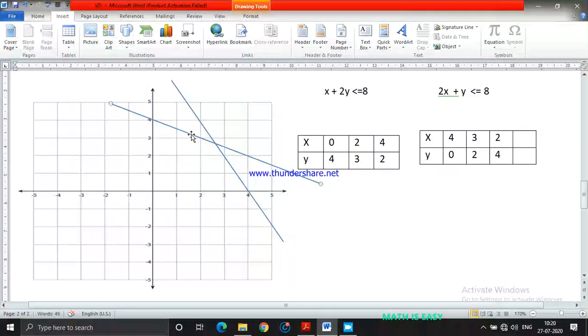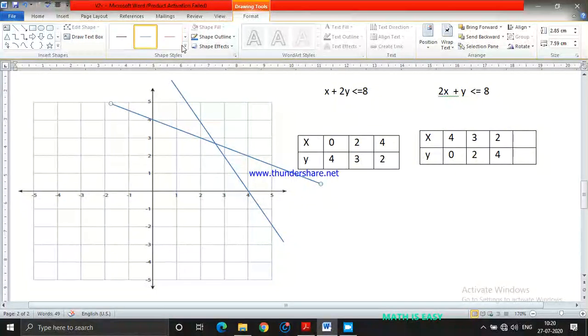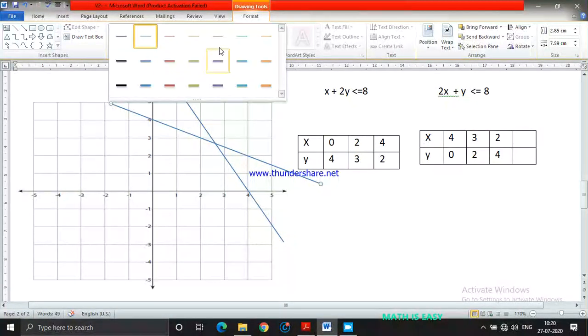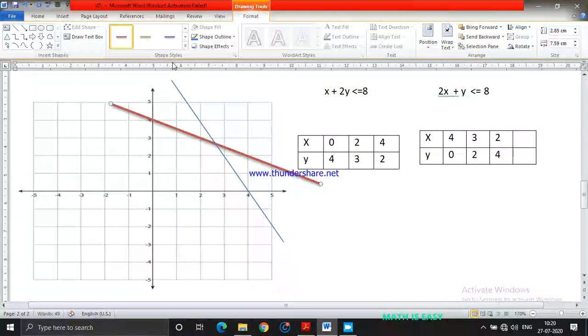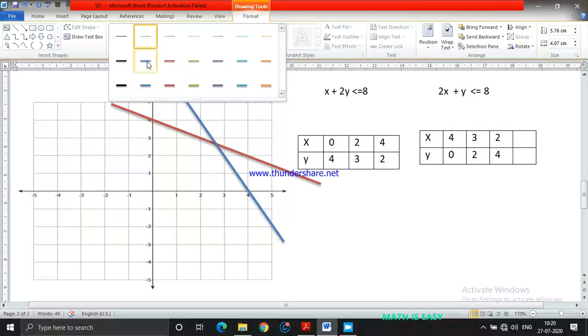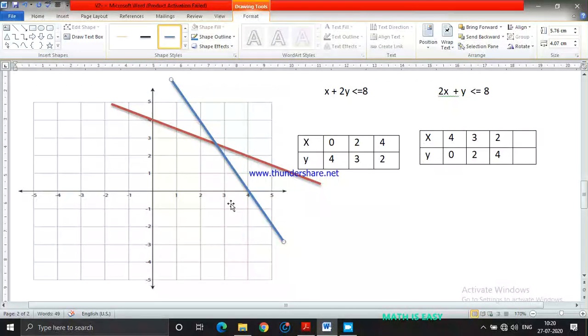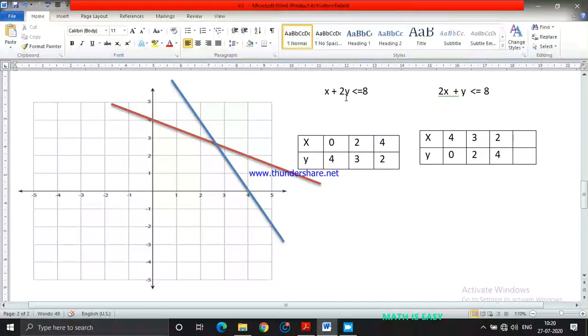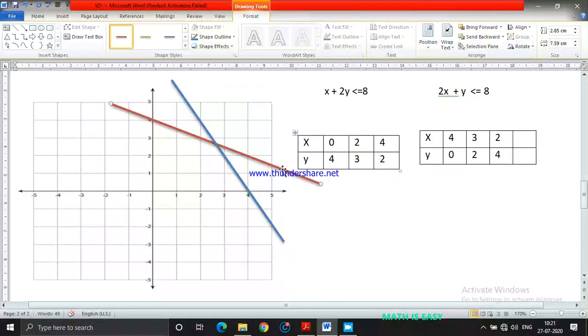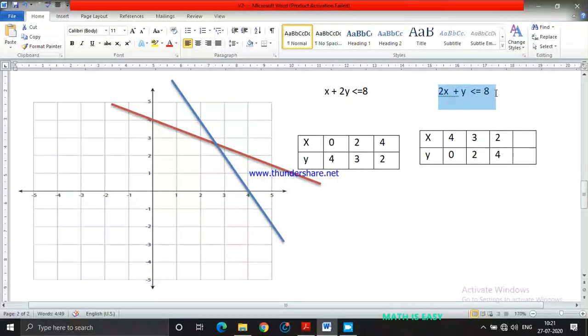Let me change the color of this line once. Go for maybe this one, and this one you can make a thick blue color. These are the two lines which you have. Which one represents which one? This color will represent the first equation, the blue color represents the maroon color.